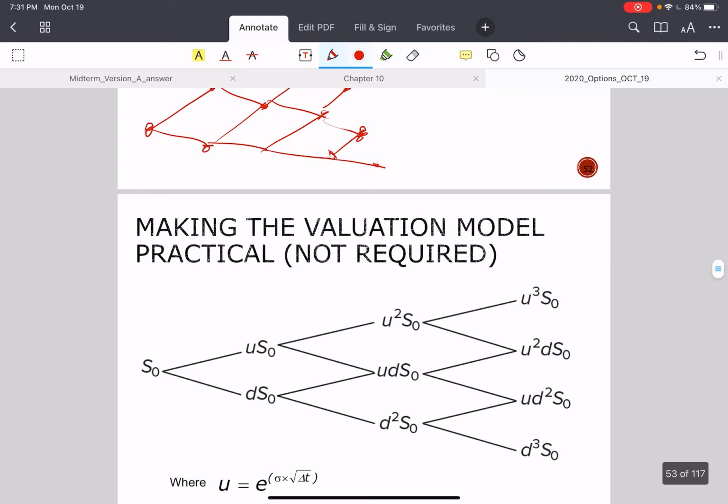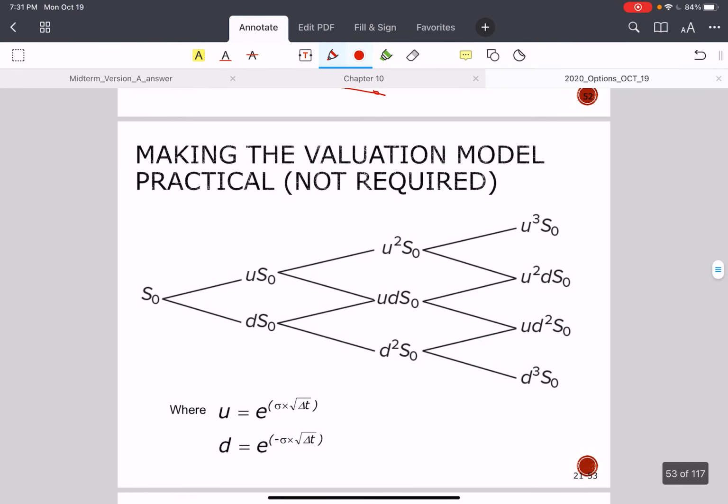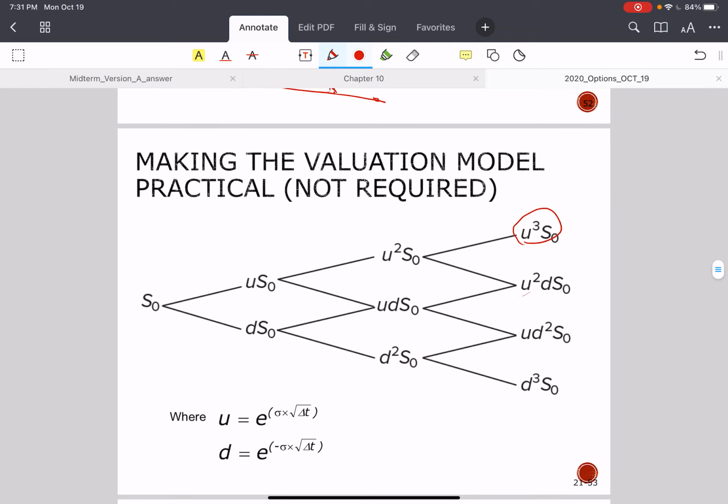Why is this called the binomial pricing model? The reason is because as you expand this process, as you have more and more values, the possibility of these values are given by a binomial distribution. And if you want to ask me what a binomial distribution is, then I would refer you to your statistics textbook.